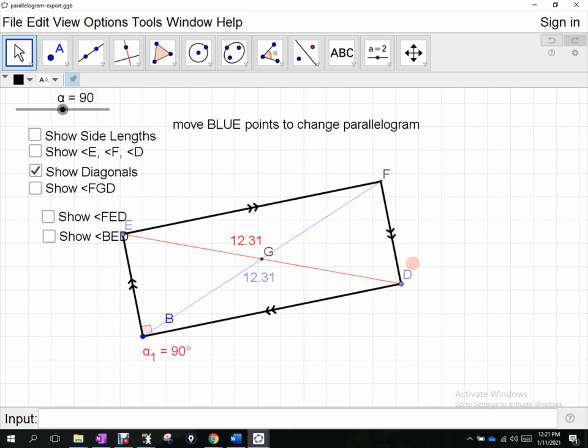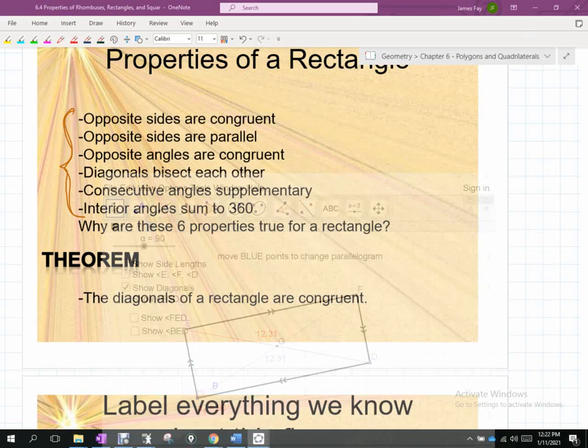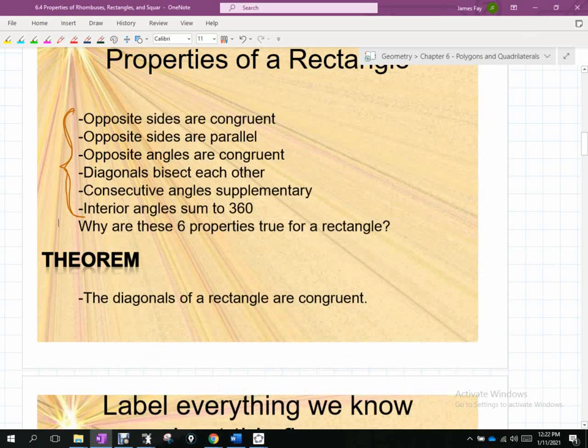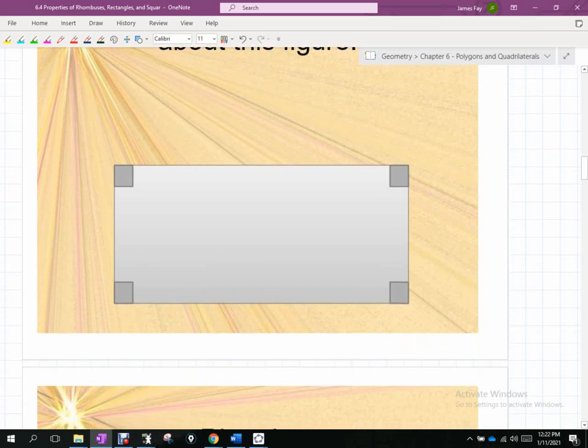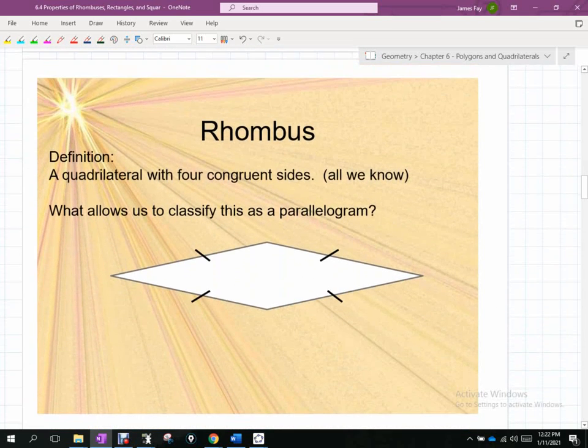Okay, does everybody see those two triangles? And if those two triangles are congruent, doesn't it mean their hypotenuses have to be congruent as well? Which is what the diagonals are for that rectangle. Okay, so that is a feature that is true for rectangles, is that the diagonals are congruent. Okay, let's skip this slide for now. Let's go down to a rhombus.